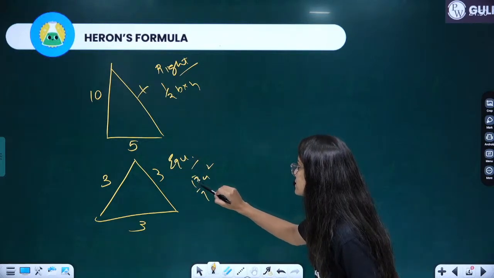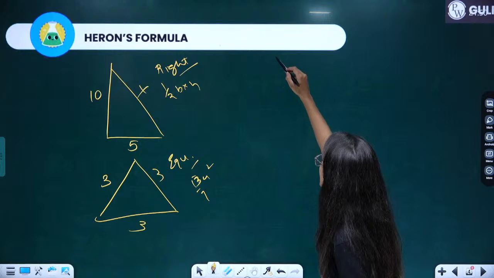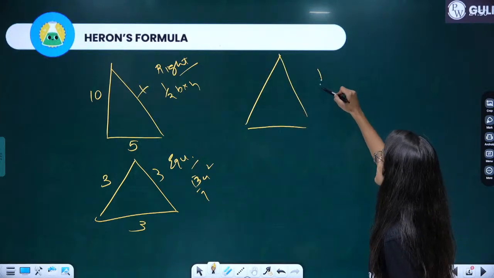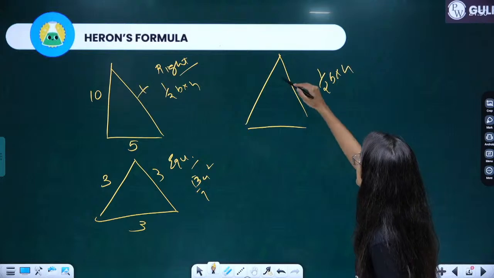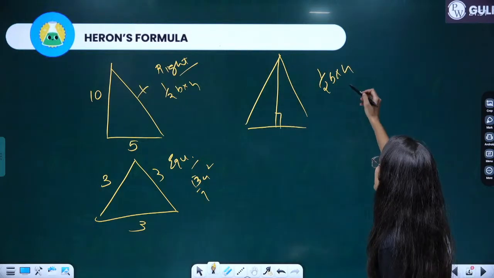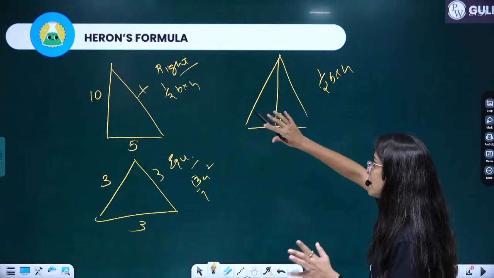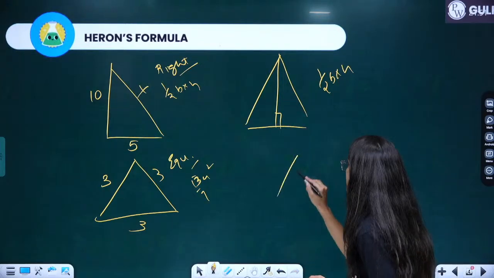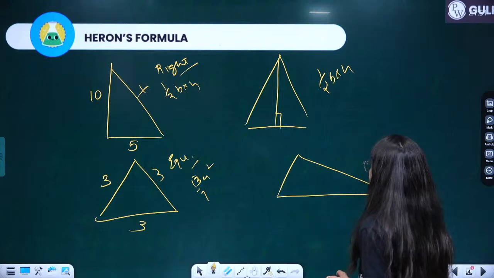I'll erase it. Okay. Then we have, let's say, an isosceles triangle. Here also we may use half into base into height, if the height is given. If it is not given, we have to find the height and apply it. So the isosceles triangle is also sorted by this one. Now I am having one triangle remaining, which is the scalene triangle.